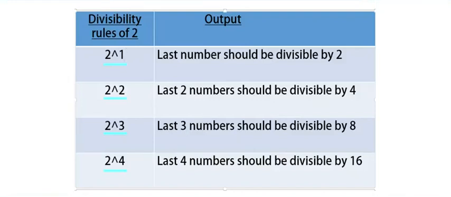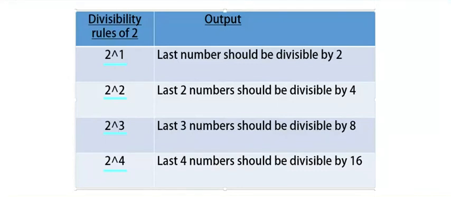Let's say we have to check the divisibility rule of 4. Now how did we get this 4? 2 square is 4, so the power is 2. That means we will check the last two digits of the given number, and if the last two digits are divisible by 4, the complete number is divisible by 4. Now if we have to check the divisibility rule of 8, what is 8? 2 cube is 8. That means the last three digits should be divisible by 8. Then only we can say the number is completely divisible by 8.